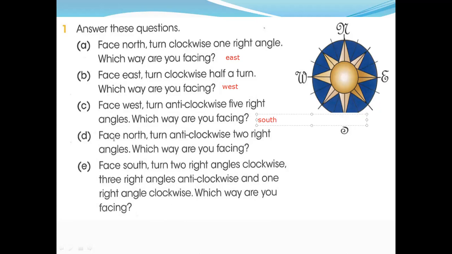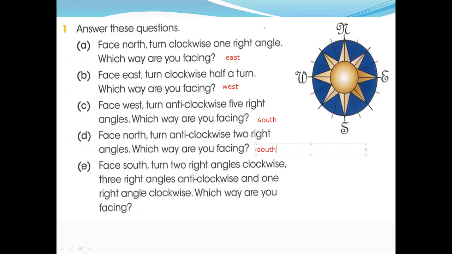Face north. Your face is here now. Turn anti-clockwise two right angles. 1, 2, to north. So your face is now at south. Again, write south here.